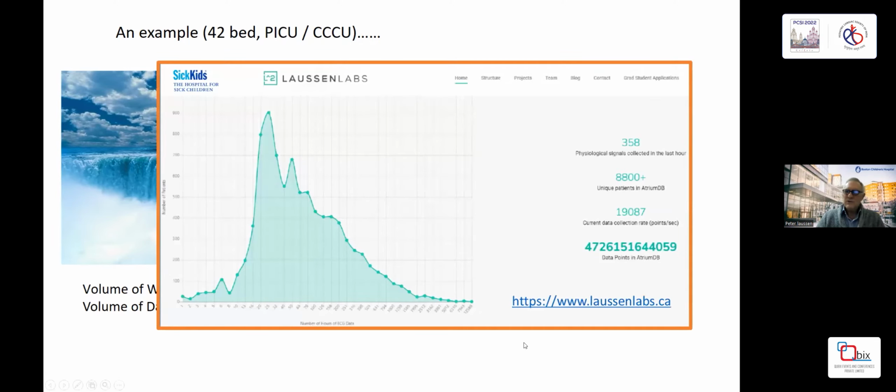And I welcome you to look at our website here that gives a real-time ticker tape, if you like, of the data collection. So at least 2 weeks ago, when I took this screenshot, we had 4.7 trillion data points that have been collected over the last 5 years in nearly 9,000 patients. So you can see that there is a huge amount of data that's streaming, particularly when you start to collect second by second, waveform by waveform data.